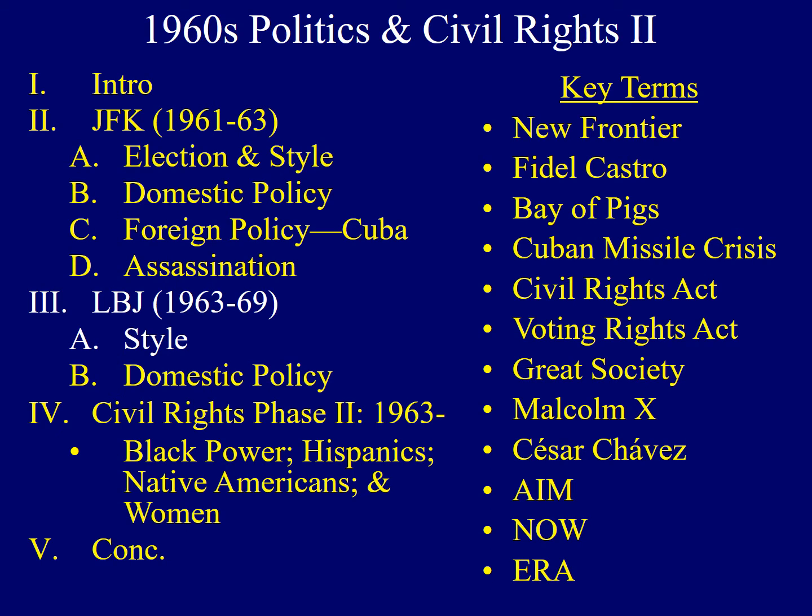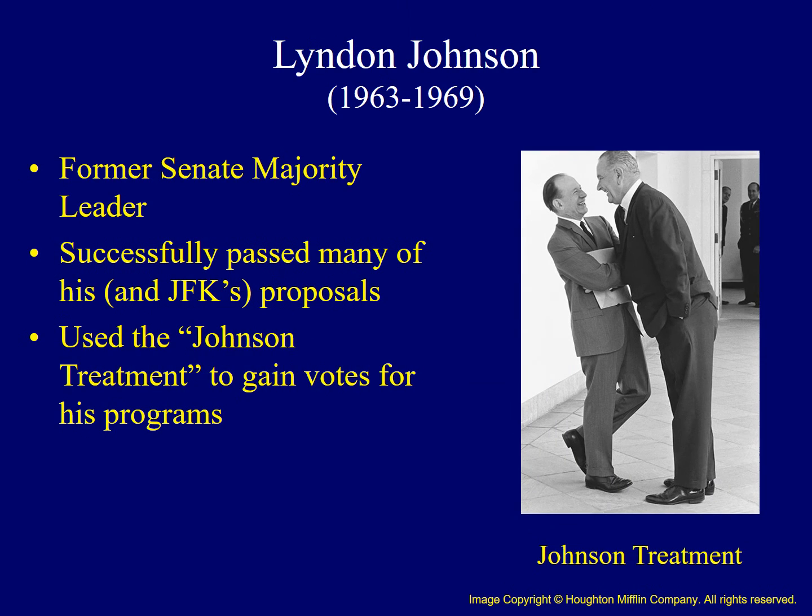Following Kennedy's death, Vice President Johnson assumed the presidency and brought his own style to the White House. Prior to serving as John Kennedy's vice president, Lyndon Johnson was the Senate Majority Leader and a master of procedure in Congress. Once he became President of the United States, he successfully obtained passage of many of his and John Kennedy's proposals. Johnson was famous for using his so-called Johnson treatment to effectively obtain passage of legislation that he supported.